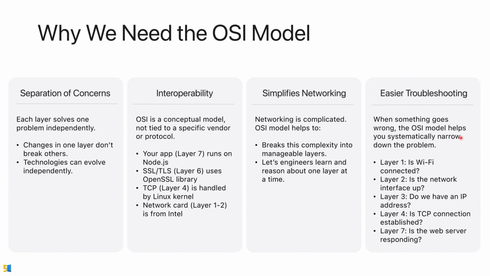If our web application doesn't work, maybe we can check from the 7th layer first if the web server is responding or not, right? Oh yeah, it's responding. It doesn't have errors. And then we go down to layer 4 to see if the TCP connection is established. Go down to layer 3 to see if the IP address is assigned correctly. Go down to layer 2 to see if the network interface is up and running. And finally, whether the internet, the Wi-Fi, is connected and working or not.